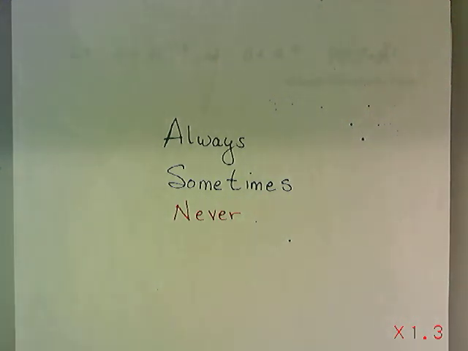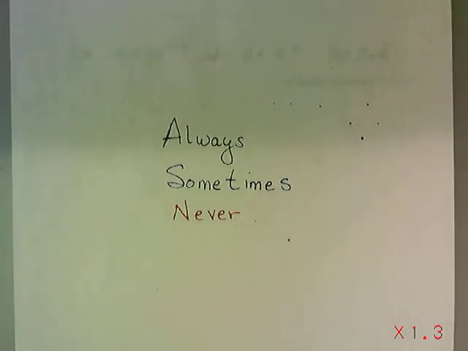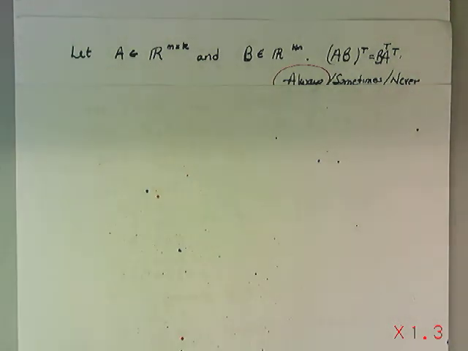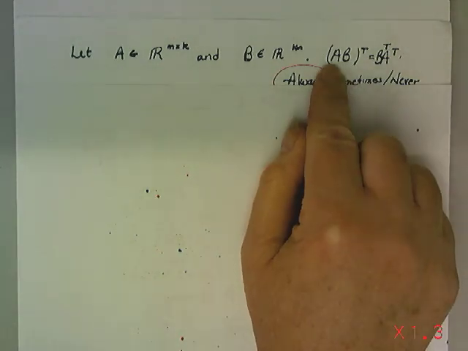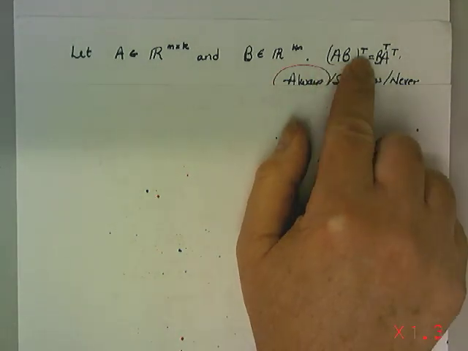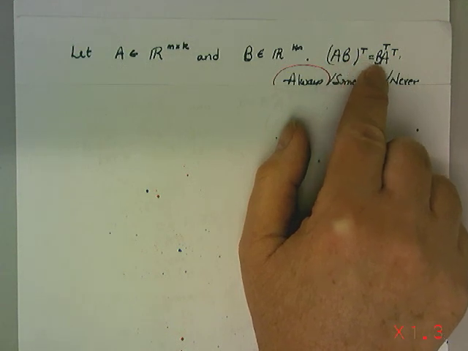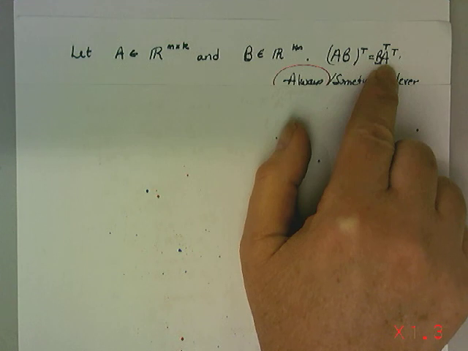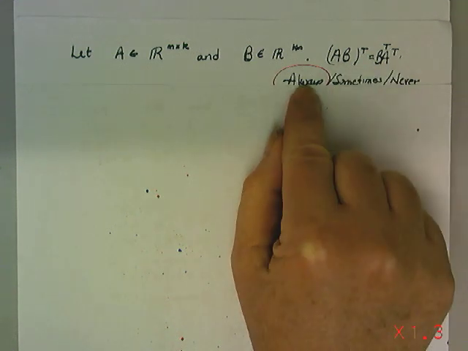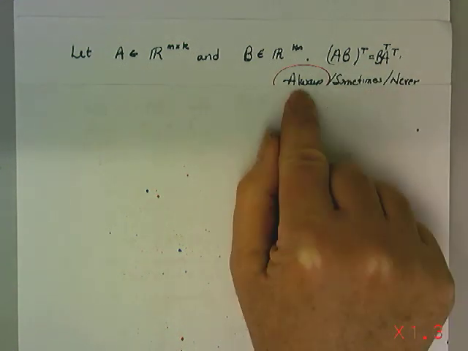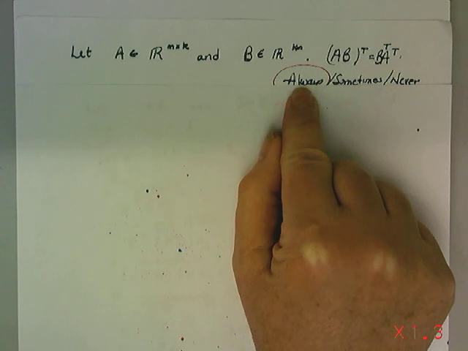Always, sometimes, or never. If we let A and B be matrices, if we look at the product of A times B and then take the transpose of it, do we get B transpose times A transpose? Always, sometimes, or never? Well, I have already circled the always because it is always the case.